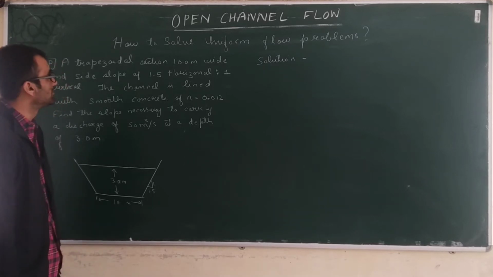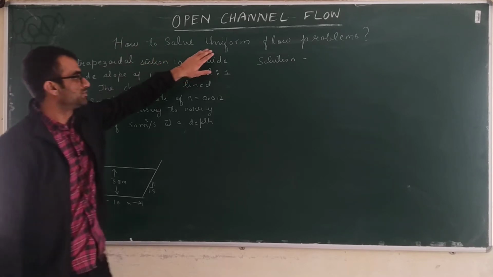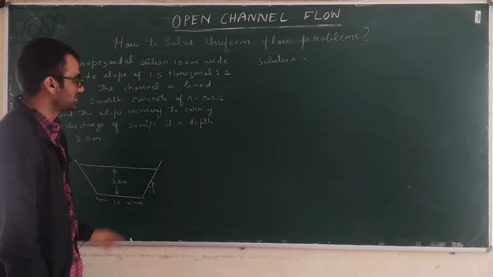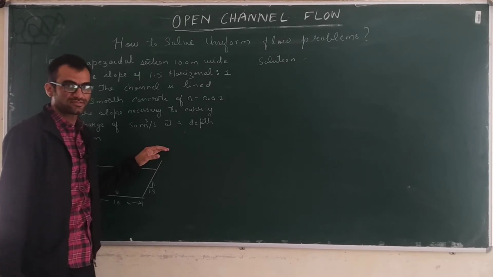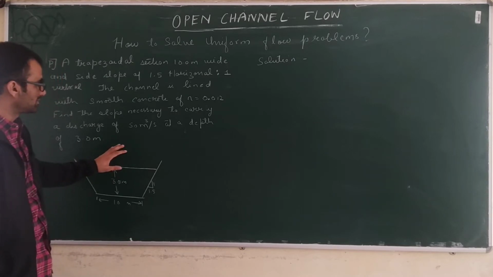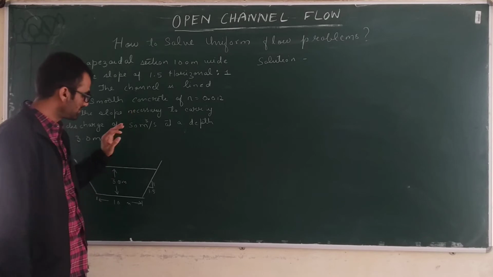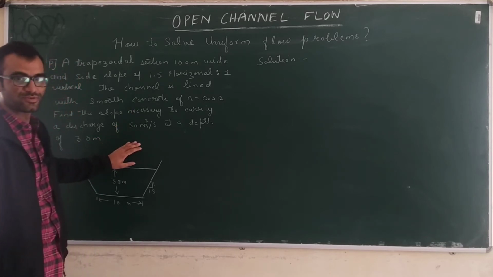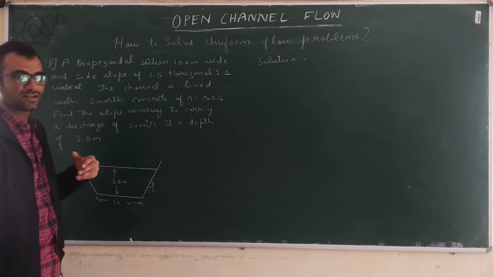Hello everyone. So today we are going to solve another type of problem based on the uniform flow. Last time we started solving uniform flow problems based on the formulas that we saw, that is the Chezy's formula and Manning's formula. There are 5 different types of problems that we saw last time which are based on the uniform flow. So today we are going to solve one of the types where we have to calculate the slope.